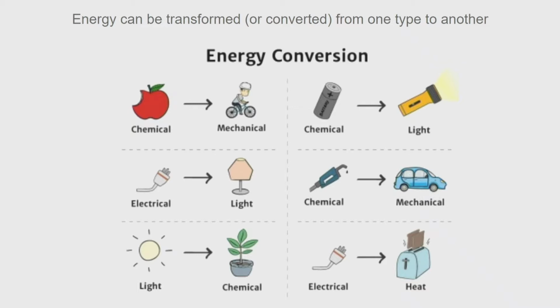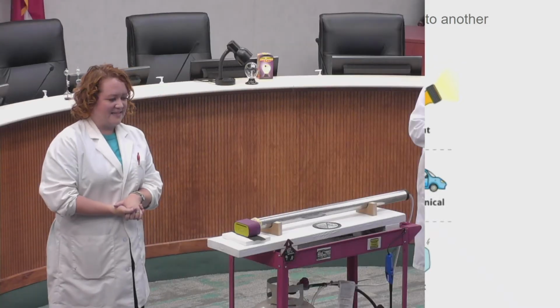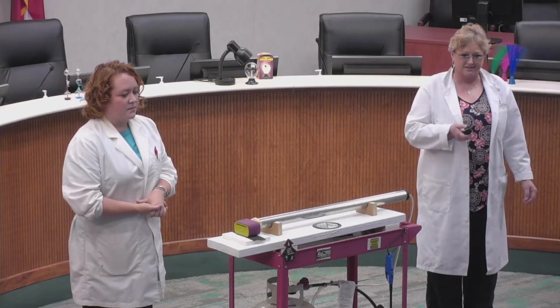Or chemical energy in a battery can be used to power a flashlight, which turns on a light, which is light energy. Actually, there's one step missing there. It's chemical to electrical, then to light. Sorry about that. It is easy to miss.